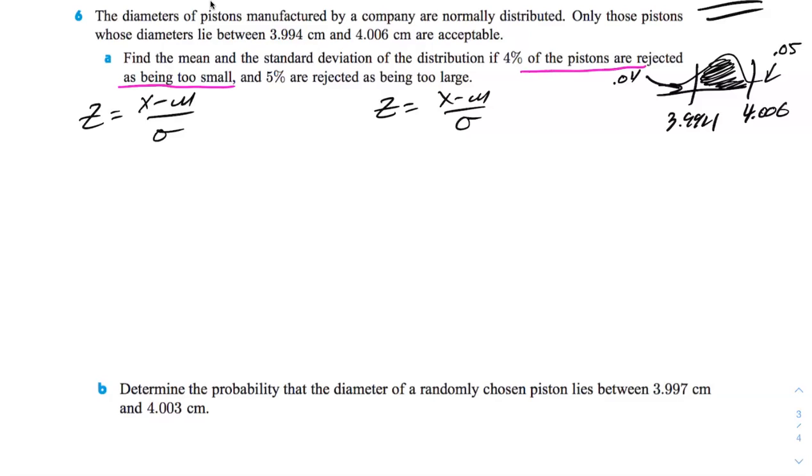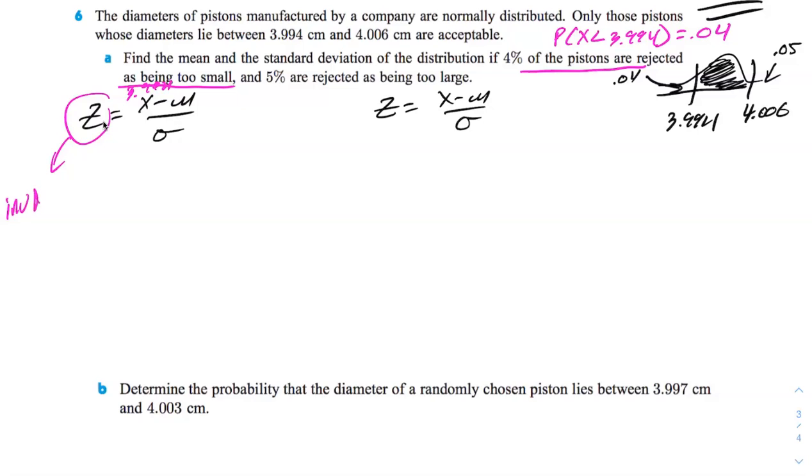4% piston rejected too small. So how do I translate that? The probability that you're less than what? Too small will be 0.3994 is 0.04. So I'm going to plug in everything I know, which is only x and z. X is 0.3994, and z is always the same thing.